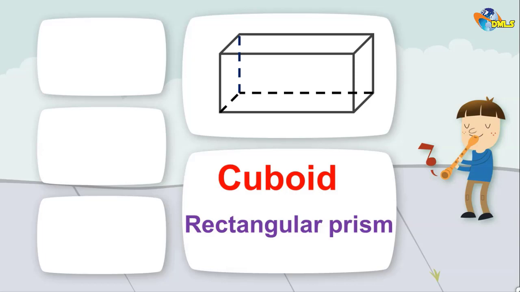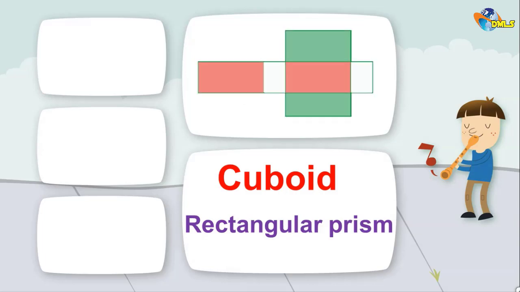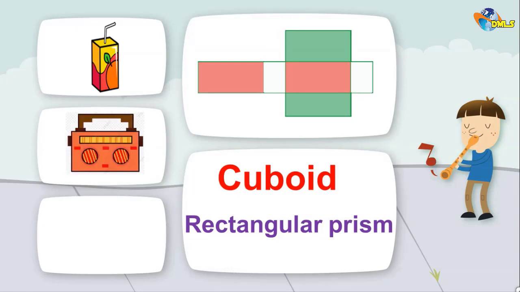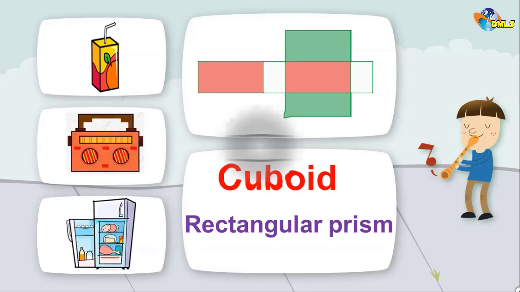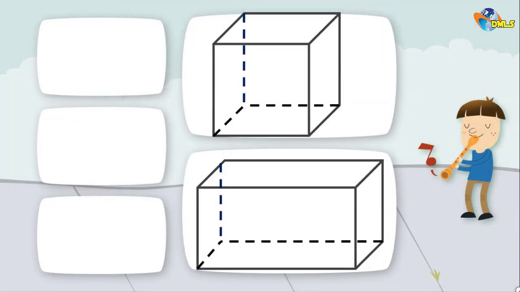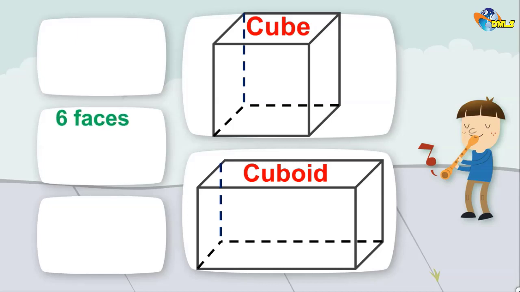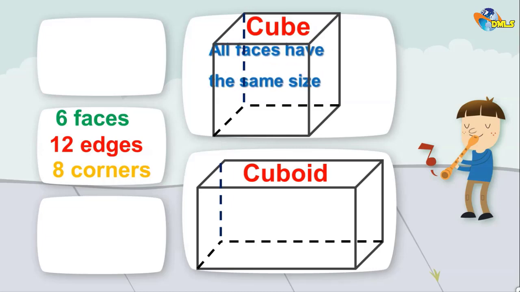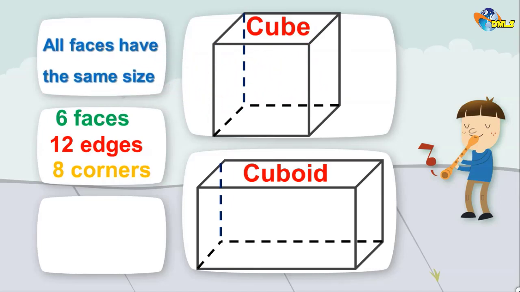Let's see some real life items that are cuboid. I wanted to compare between attributes about cuboid and cube. They have the same number of faces. They have 6 flat faces, the same number of edges, 12 edges, the same number of corners, 8 corners. But the difference between them is about faces. In a cube, all faces have the same size. But in cuboid, opposite faces have the same size.